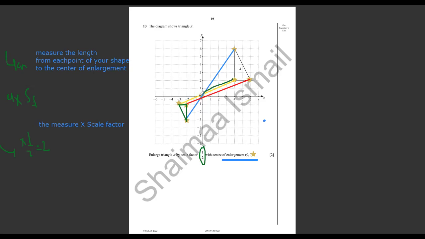Measure the yellow line, then get half of it, then stop. Measure the red line here to the center. Then multiply by the scale factor, which is half. Then mark a point and stop. And here the same. Okay, by this way you can do enlargement correctly.